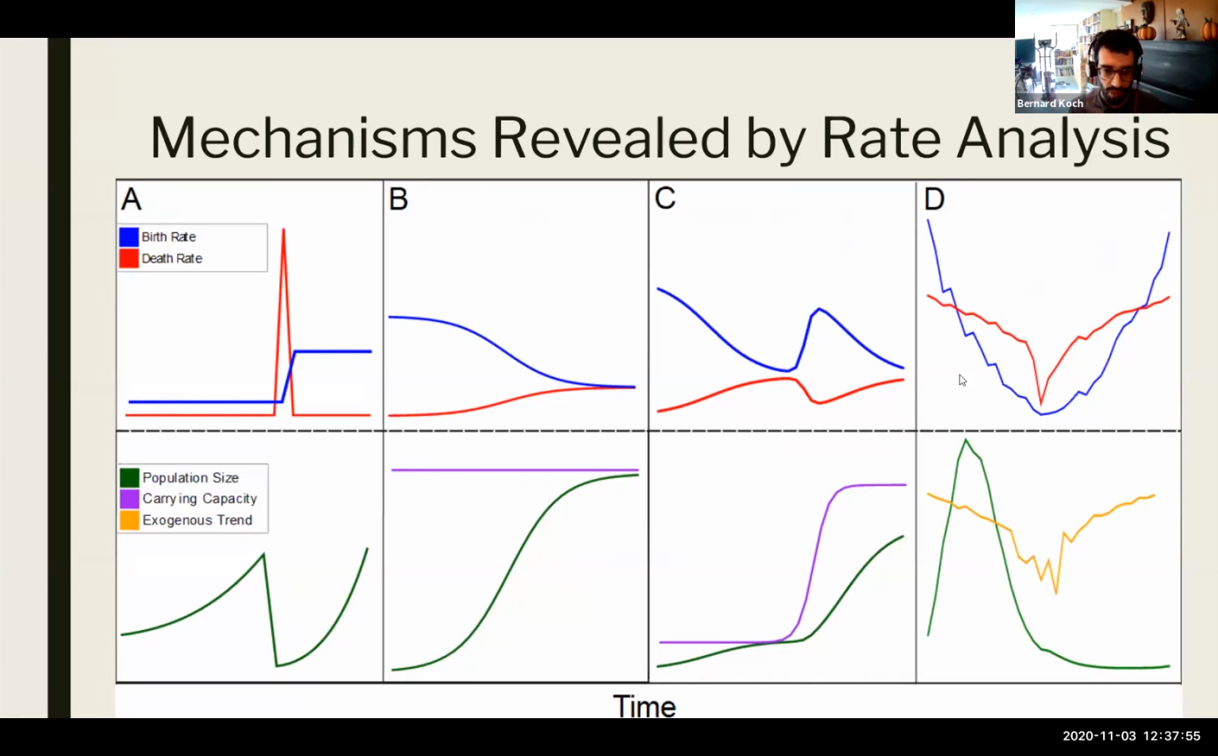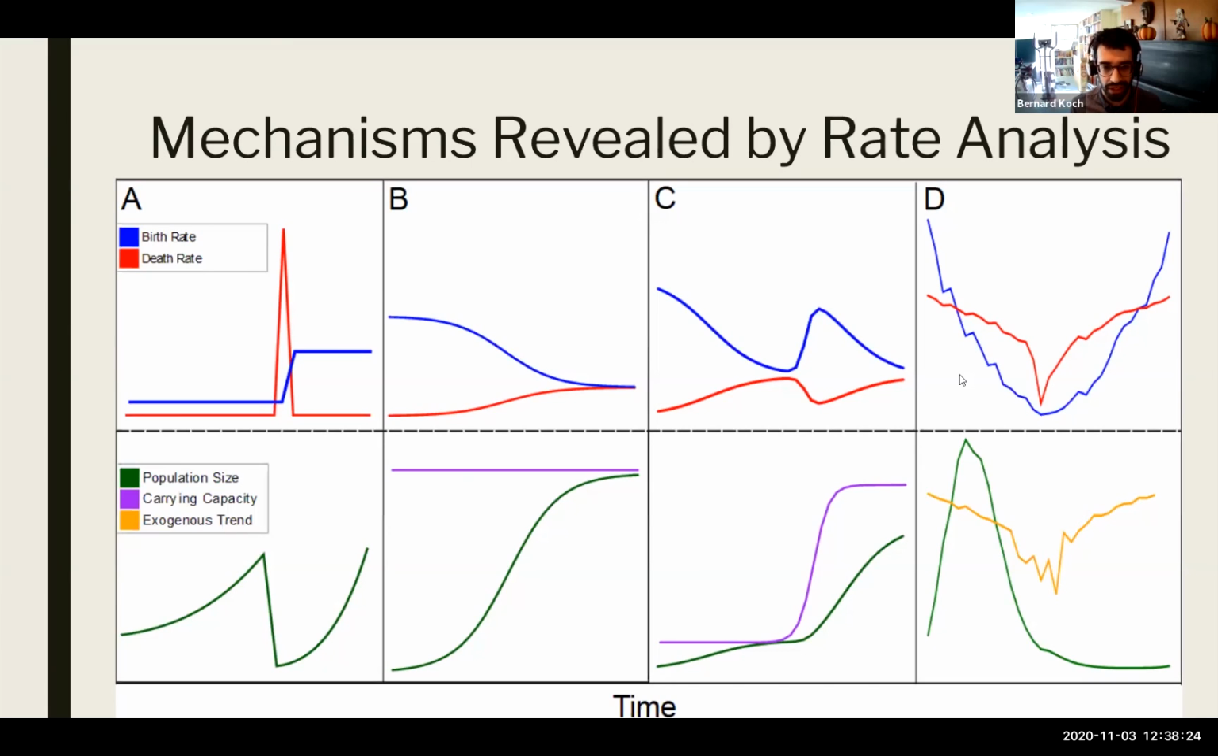So I showed you a mass extinction there. We can also look at competition. In competition, birth rates might decline to meet carrying capacity, and death rates might grow to meet carrying capacity. Once you're at carrying capacity, birth and death rates will converge.